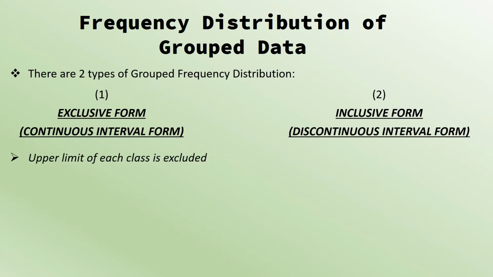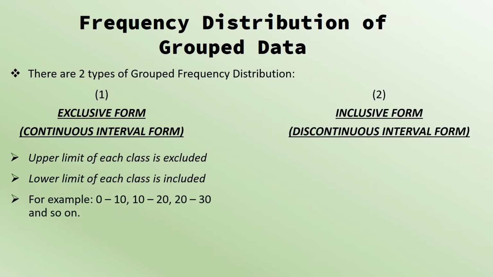In exclusive form means something is excluded, and here the upper limit of each class interval is excluded while making the frequency distribution. On the other hand, lower limit is included for every class interval. One example for class interval of exclusive form looks like this: 0 to 10, 10 to 20, 20 to 30, and so on.